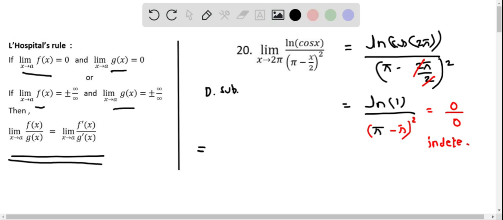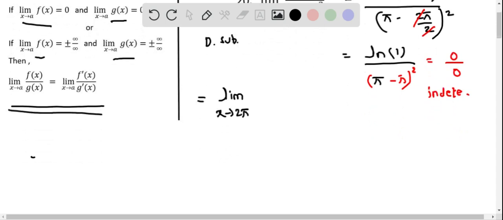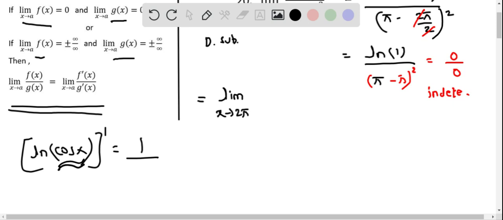So let's find the derivative of the numerator divided by the derivative of the denominator. So I put the limit as x approaches 2 pi. The derivative of natural logarithm of cos x, we can do it over here. First, when we apply the derivative rule for natural logarithm, we put 1 over the function, where the function inside is cos x. So we put 1 over cos x and then we have to apply the chain rule to find the derivative of cos x, which is negative sin x.